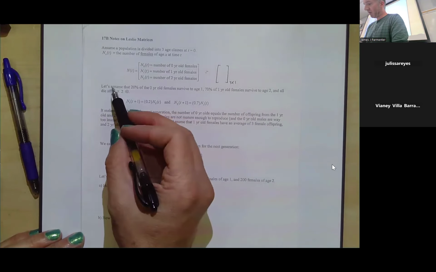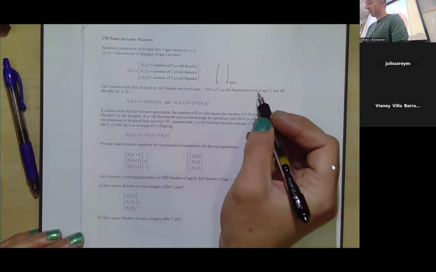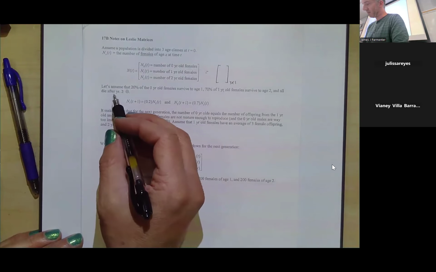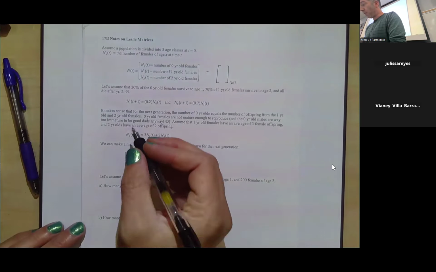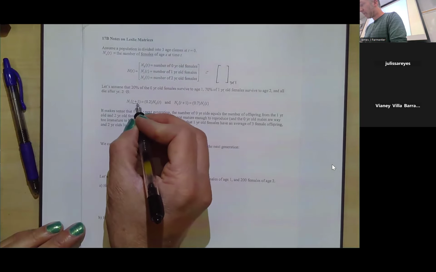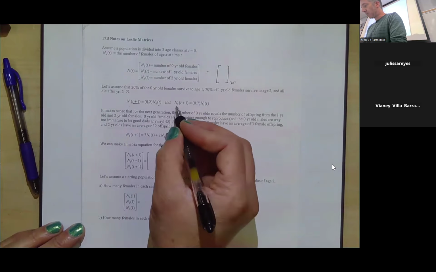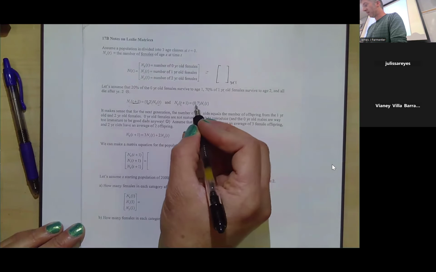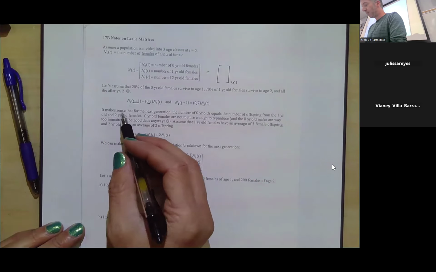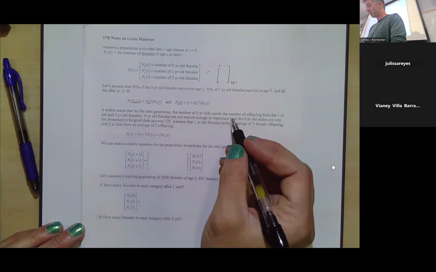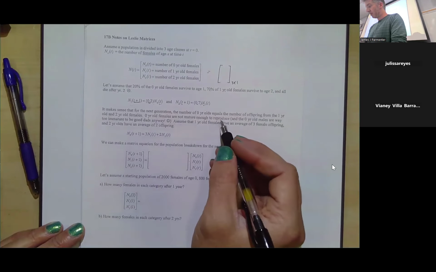Here's the setup. Let's assume that 20% of the 0-year-old females survive to age 1, 70% of the 1-year-old females survive to age 2, and all of them die after year 2. So here's what those things look like as equations. For the 1-year-olds next year, that's going to be 20% of the 0-year-olds this year. And for the 2-year-olds next year, that's going to be 70% of the 1-year-olds this year. And then we also talk about what the next generation is going to be. So it makes sense that for the next generation, the number of 0-year-olds equals the number of offspring from the 1-year-old and 2-year-old females. 0-year-old females are not mature enough to reproduce.